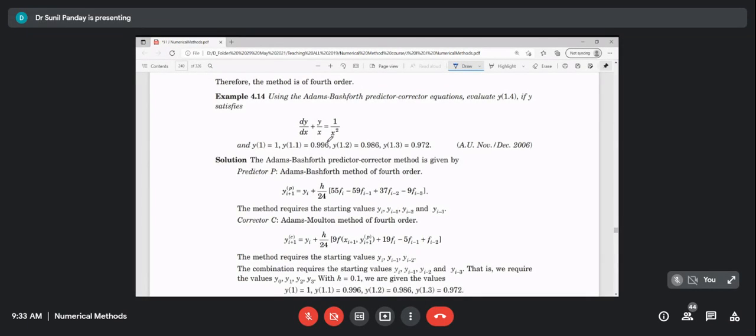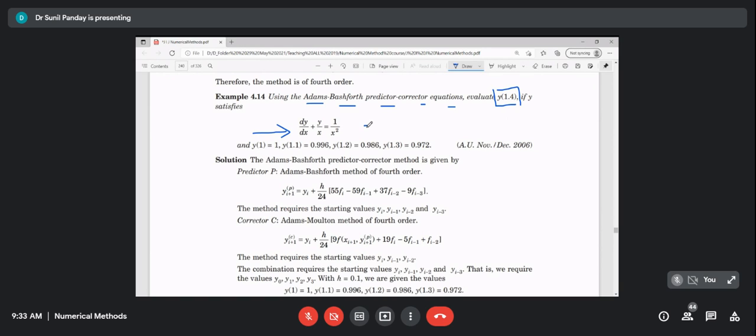Okay, this is the problem we have with us. In this problem, we have to use the Adams-Bashforth predictor-corrector equation or method to evaluate the value of y at 1.4 if y satisfies this one.